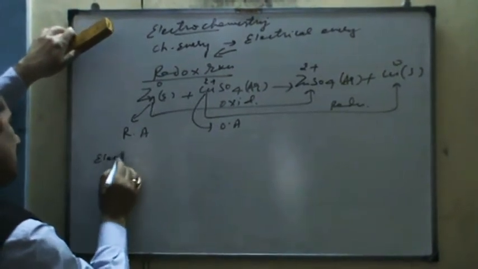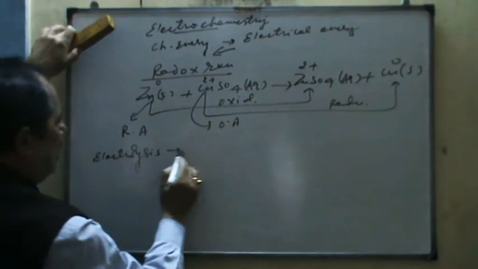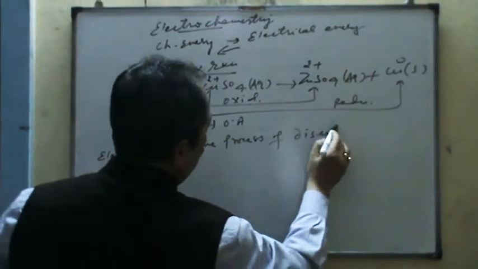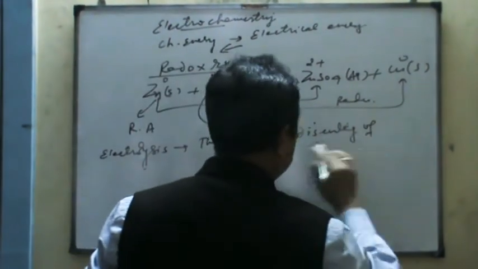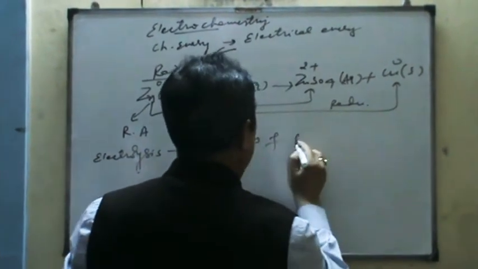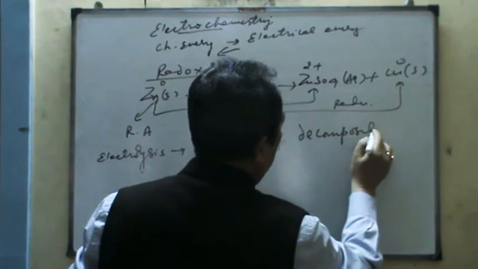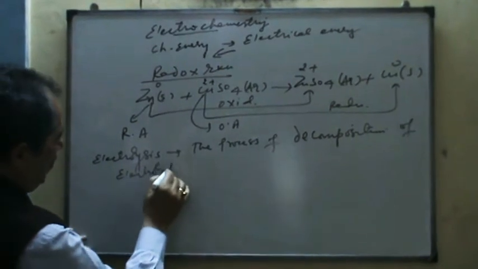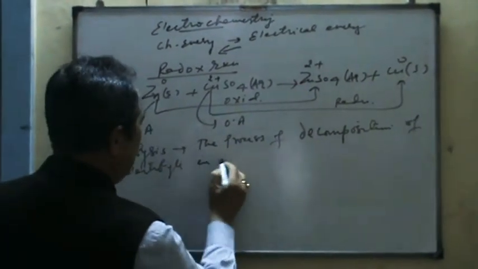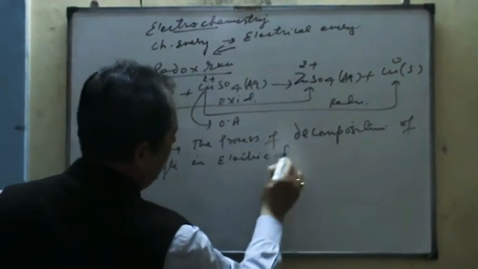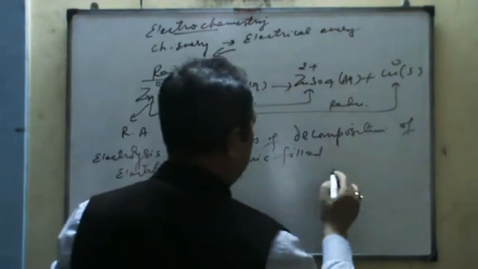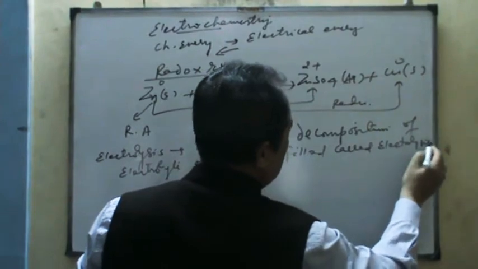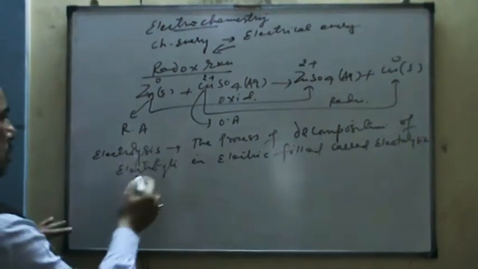Many more reactions we have done in the previous class, but here the first part is done. After that, what is electrolysis? The process of decomposition of an electrolyte in an applied electric field is called what? Electrolysis.